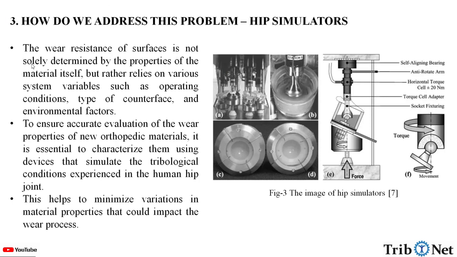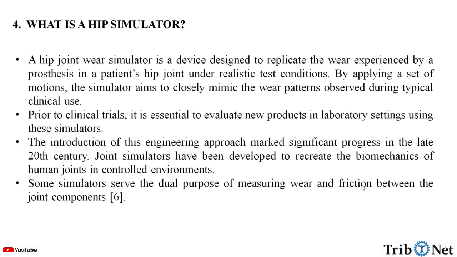The wear resistance of the surfaces is not solely determined by the properties of the material itself, but rather relies on the various system variables such as the operating condition, type of counterface, and environmental factors. To ensure the accurate evaluation of these wear properties of new orthopedic materials, it is essential to characterize them using the devices that can simulate the tribological conditions experienced in the human hip joint. This helps to minimize the variation in the material properties that could impact the wear process. Here in this figure, we can see the image of the hip simulator.